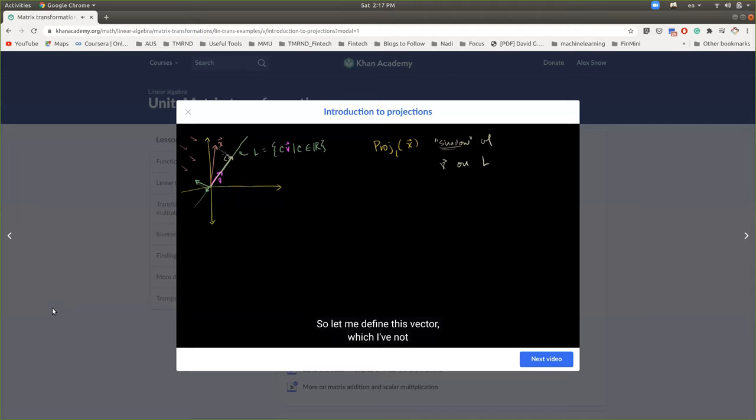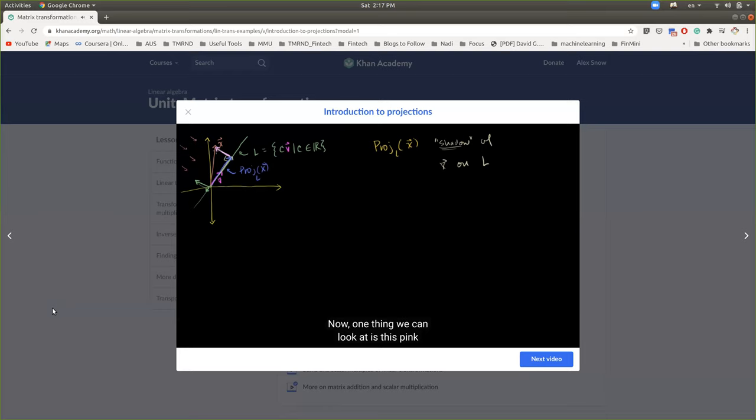Actually, I'm not going to define it. What is this vector going to be? Let me say that we want to somehow get to this blue vector. Let me keep it in blue. That blue vector is the projection of X onto L. That's what we want to get to.